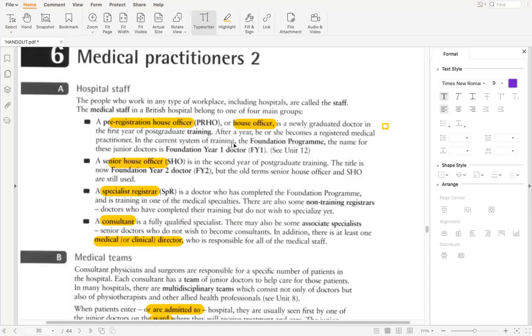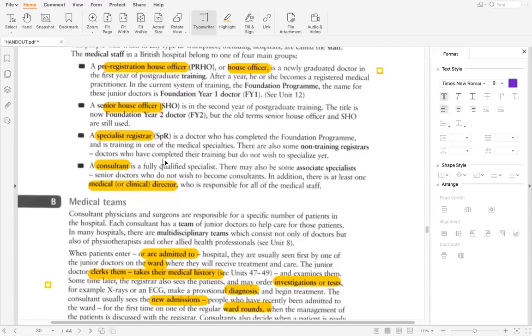In the current system of training, the foundation program, the name of these junior doctors is Foundation Year 1 Doctor and Foundation Year 2 Doctor. Foundation Year 2 Doctor, they are called also Senior House Officer. And house officer in Arabic is طبيب مقيم.